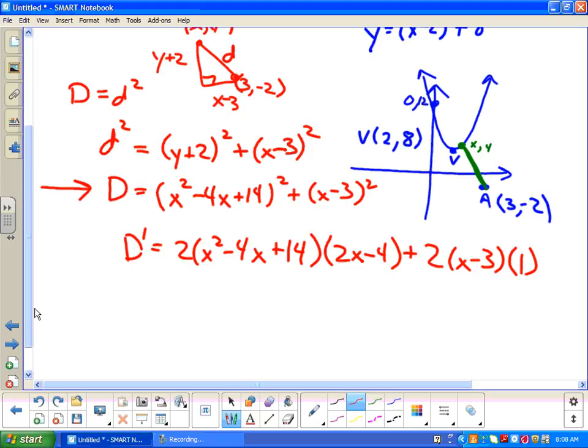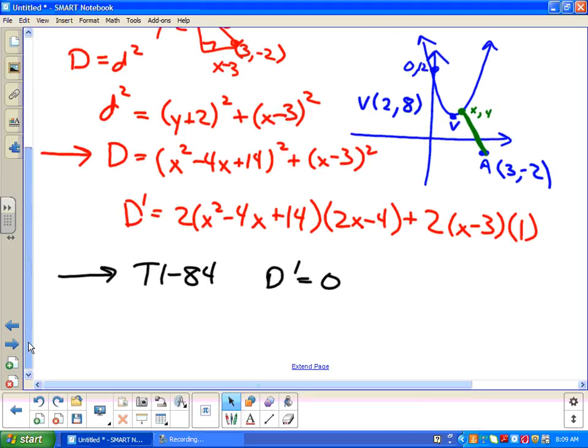This is a great time for us to talk about how to use our calculators. I don't want to solve this longhand, do you guys? So we're going to get out our TI-84 calculators. And we're going to plug in. Does everybody agree I want d prime to be 0? We can use our solver. I'm going to pause the video for a second and get out my calculator.